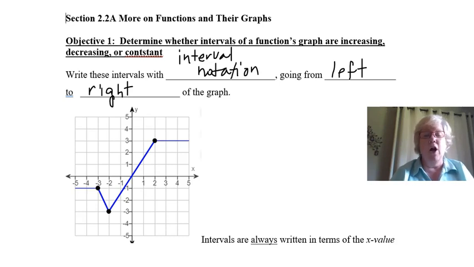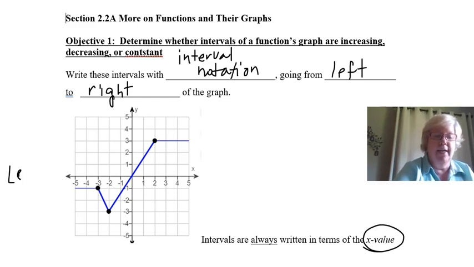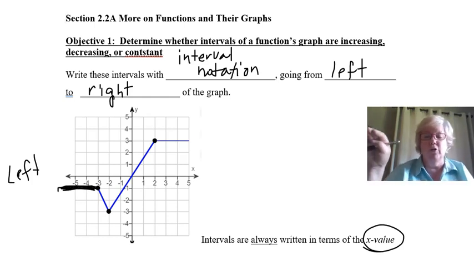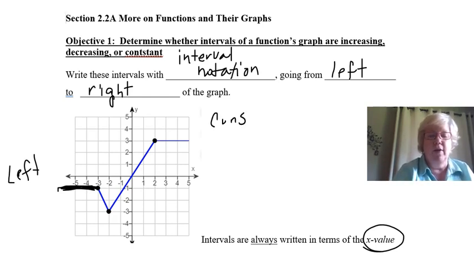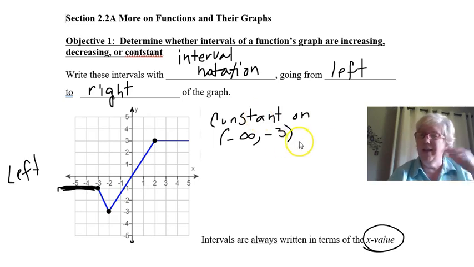Now, intervals are also always written in terms of the x value. So let me explain. I'll start over here on the left-hand side, and I will start tracing my graph. Notice that the first portion of the graph looks horizontal or straight across. That is called constant. So we say that this graph is constant on the intervals from negative infinity to -3. Now always use parentheses just like an ordered pair when you're doing interval notation for increasing, decreasing, and constant.